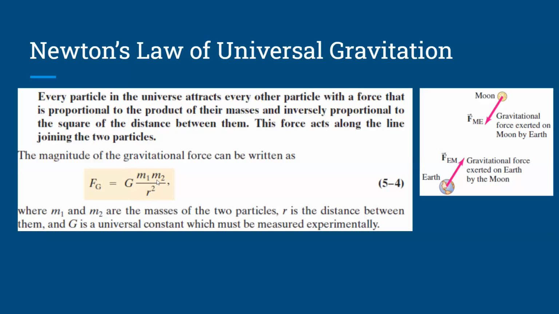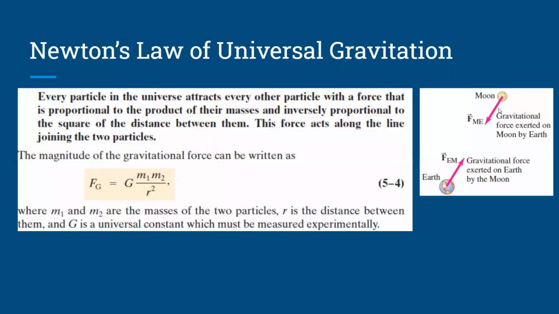So in other words, the force of gravity is dependent on the two masses of the interacting bodies and is inversely proportional to the square of the separation distance between them. So the effect of the distance is large because it is squared and it's an inverse proportionality.